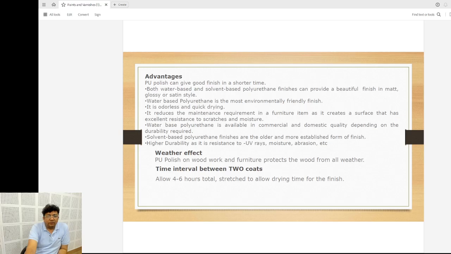PU polish on woodwork and furniture protects the wood from all types of weather. So it is highly recommended for extreme weather conditions like in India, or basically in Uttar Pradesh, where the weather conditions are very harsh and very extreme. So if you want to give your furniture a high durability, we should better go with the PU polish only.